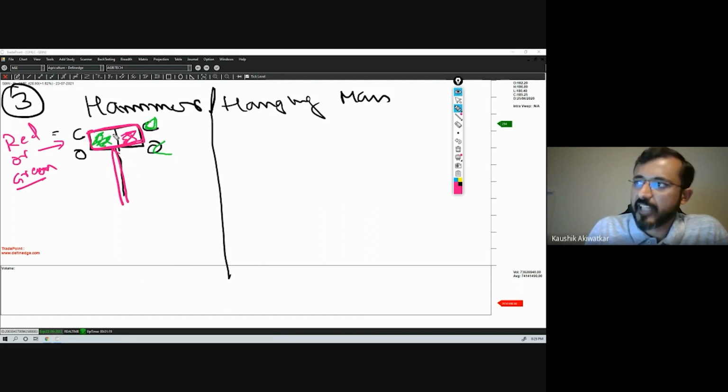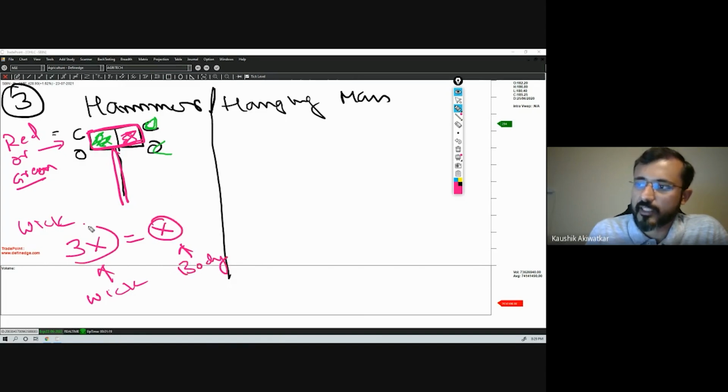Generally, the perfect hammer is where your wick should be 3 times your body. So if this is the wick, then your body is X. So if your body is X, your wick has to be 3X. Right? This has to be 3X, and this is X.